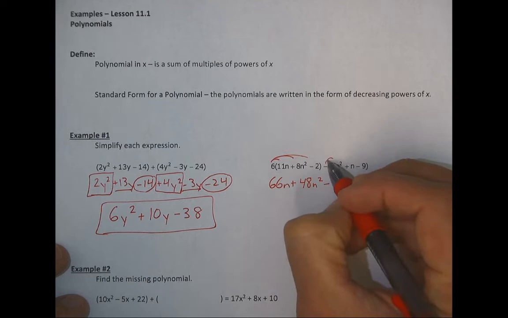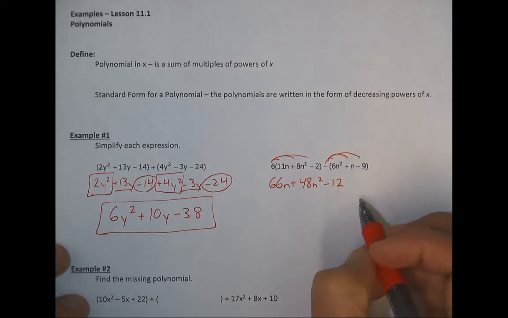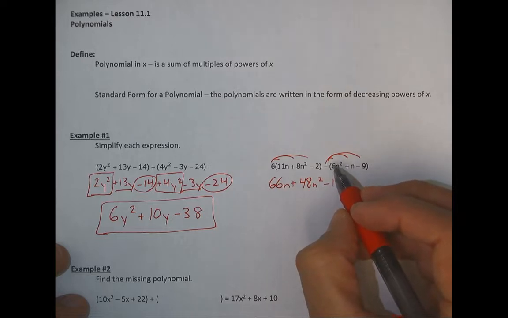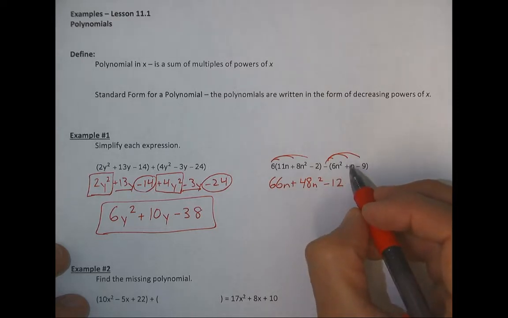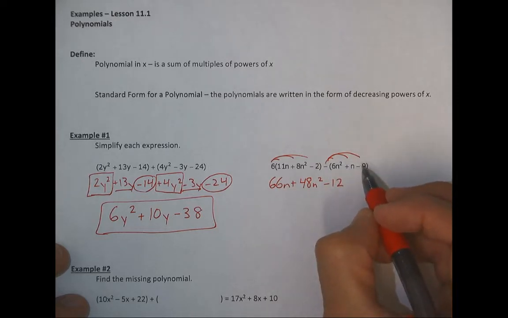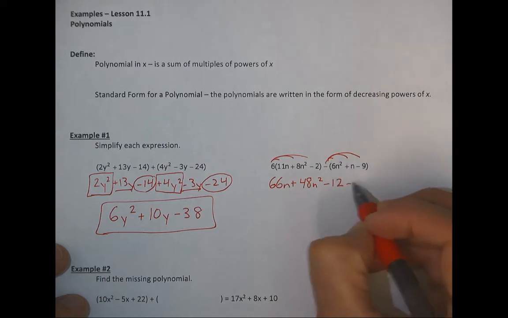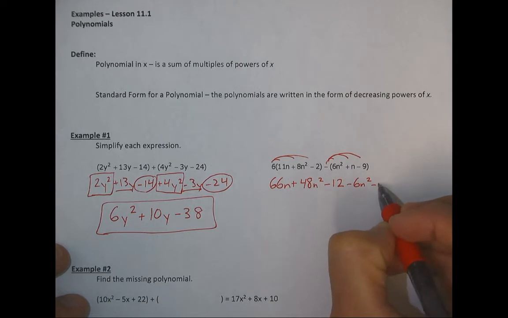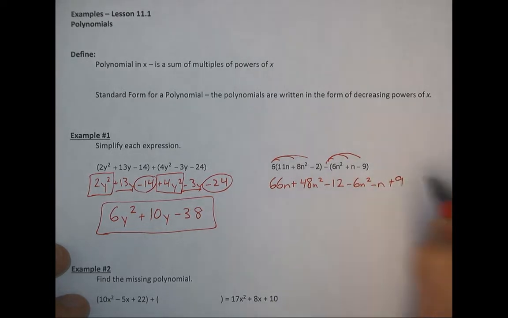Now, I need to distribute this negative 1 as well. So all that's going to do is change the signs. It's a negative times 6. It's a negative times a 1. And a negative times a negative 9. So that's going to create a negative 6n squared. It's going to create a negative n. And it's going to flip this negative to a positive 9.